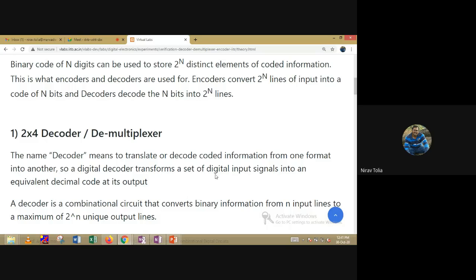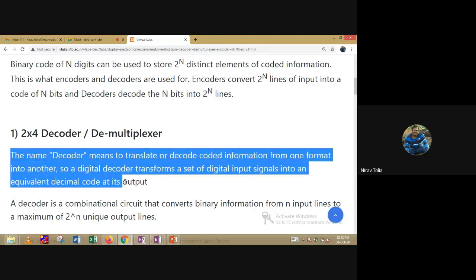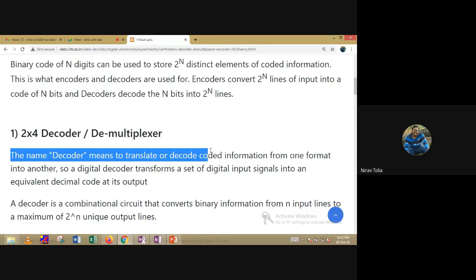So move to the theory which is given in the virtual lab. The first one is the 2x4 decoder. Now what is a decoder? The name decoder means to translate or decode the code. We have our input as a code, and the decoder is used to decode the code. Okay.